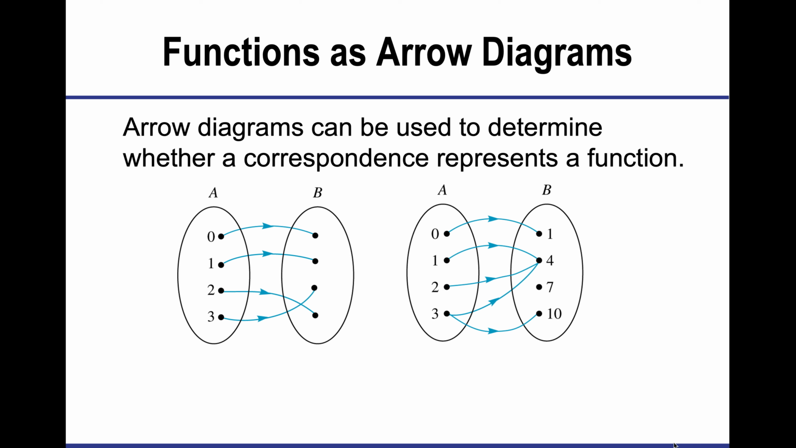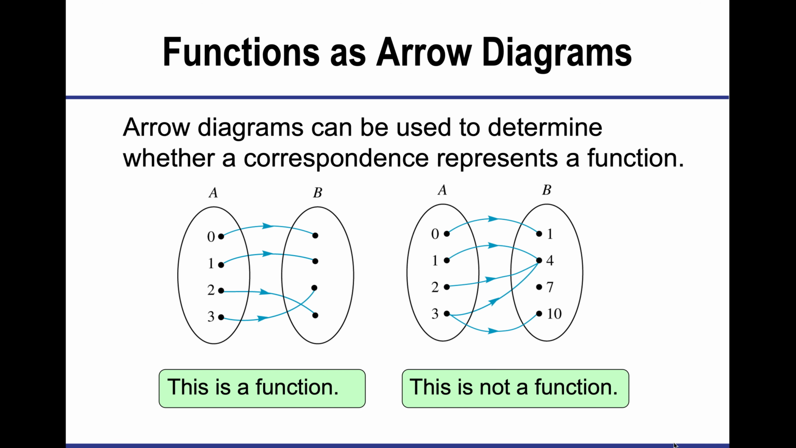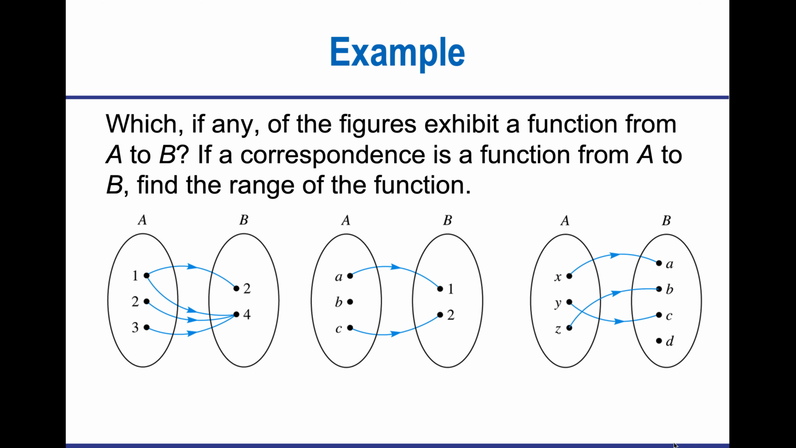Arrow diagrams are often used to show if we have unique values or not. So we put our domain on the left and our range on the right, and we're showing these arrows to the different values. If I have arrows that are going to one value, it's unique. But if I have arrows that are going to two different values on the right, it's not unique and it's not a function.